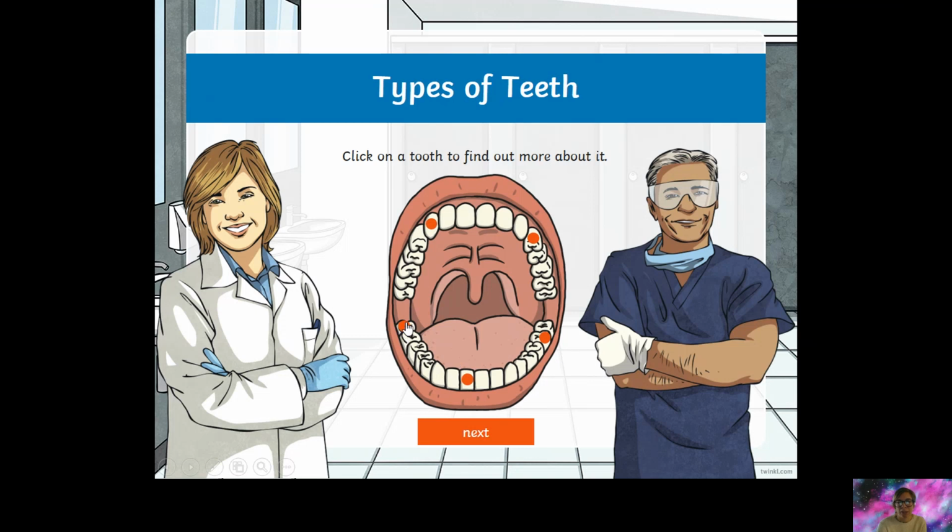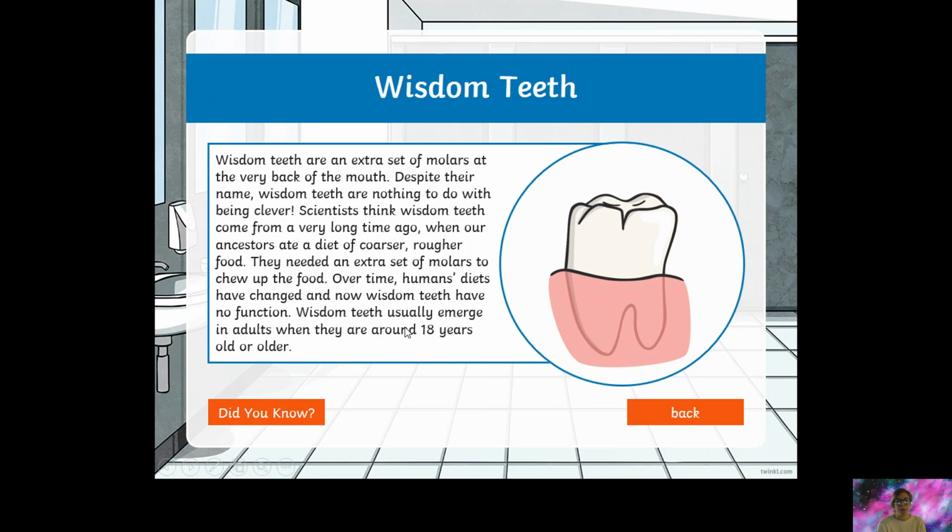So let's look at the very back of the mouth. Let's look at this one. This is a wisdom tooth. Wisdom teeth are an extra set of molars at the very back of the mouth. And despite their name, wisdom teeth are nothing to do with being clever. Scientists think wisdom teeth come from a very long time ago when our ancestors ate a diet of coarser, rougher food. They needed an extra set of molars to chew up their food. Over time, humans' diets have changed, and now wisdom teeth have no function. Wisdom teeth usually emerge in adults when they're around 18 years old or older.